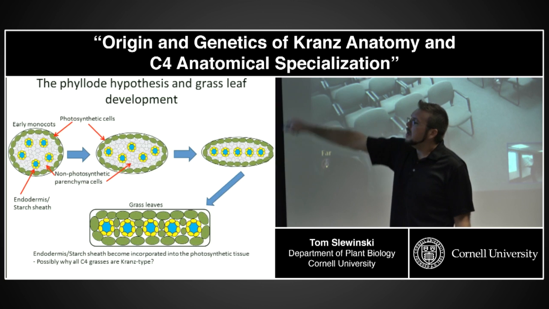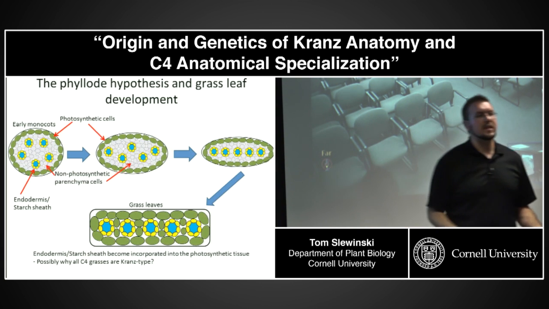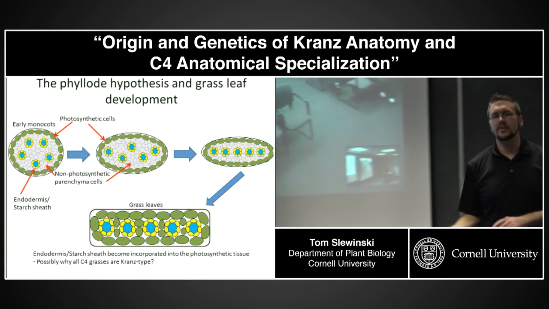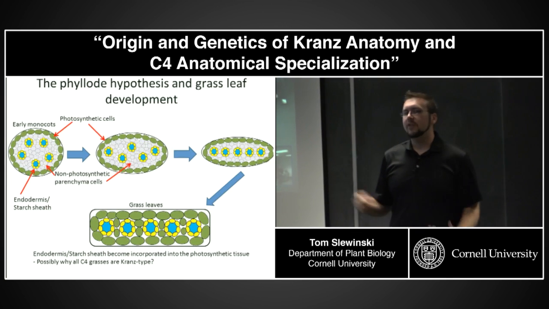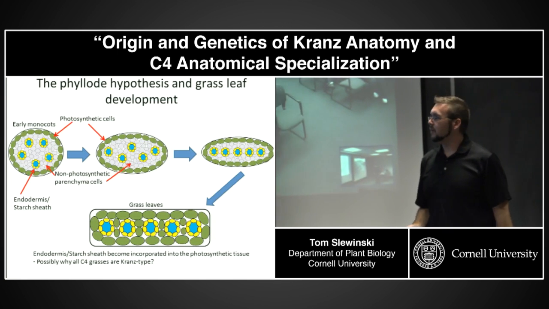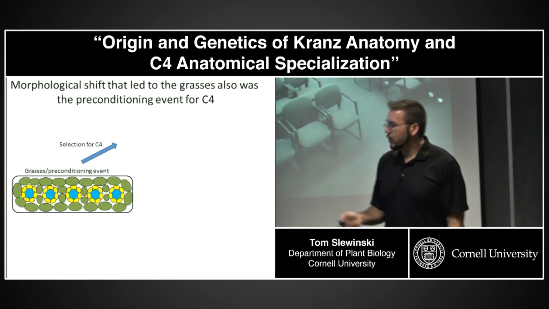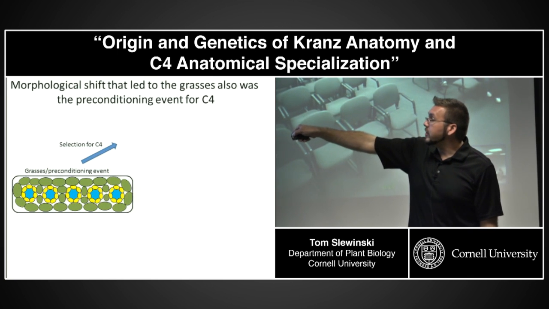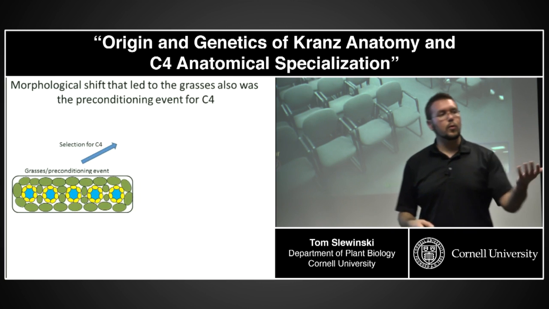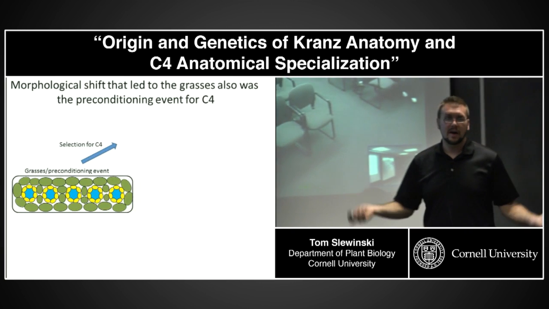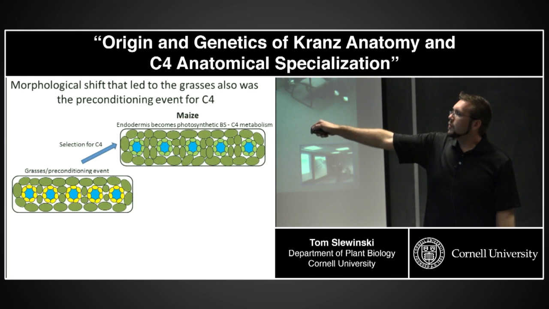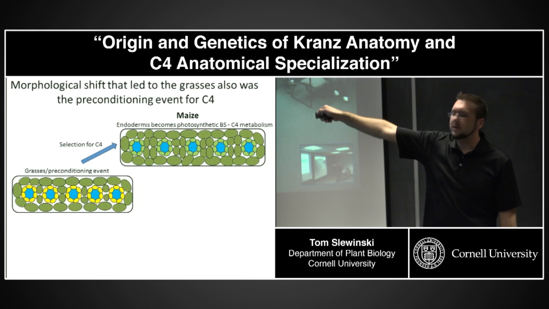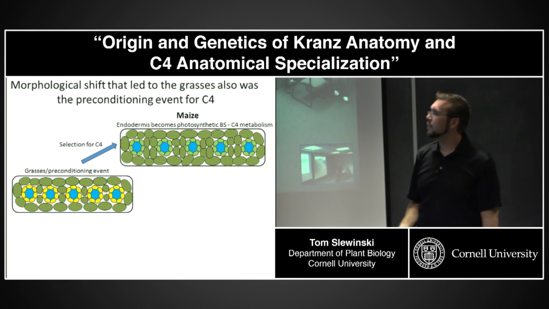So the same morphological shift that led to the grasses and sedges was the same event that preconditioned C4. And that's why you have the ancient preconditioning event. From this model, you could either select for or against C4. Again, it's a costly process whether you need it or not. In maize, it was selected for: the endodermis becomes photosynthetic bundle sheath, and you get C4 metabolism and the architecture.